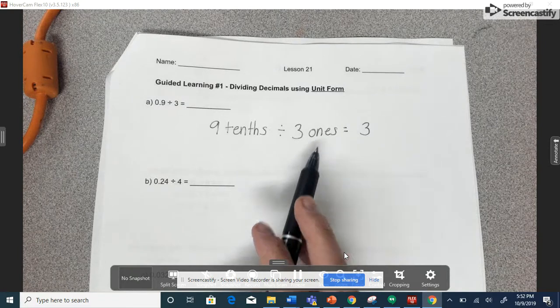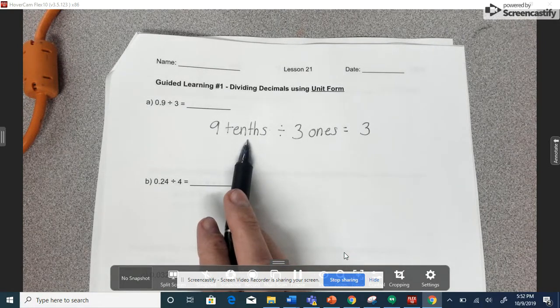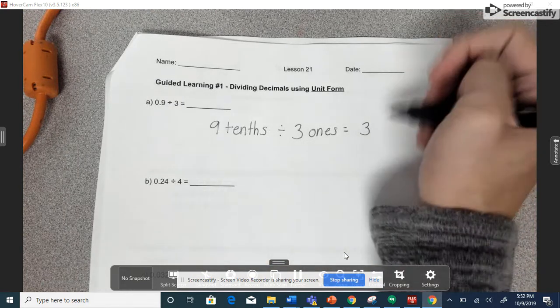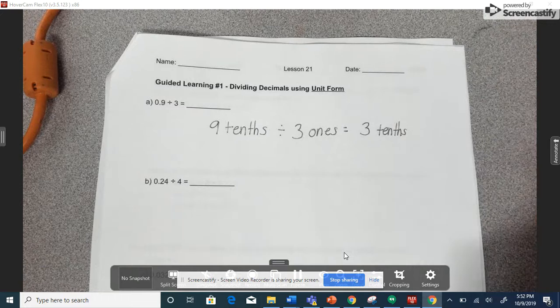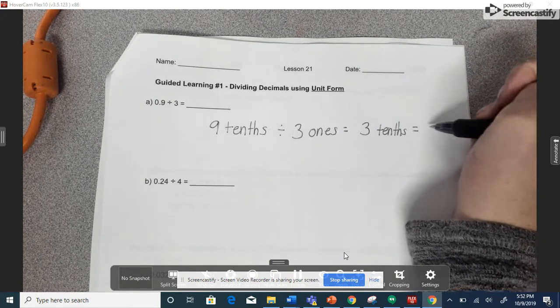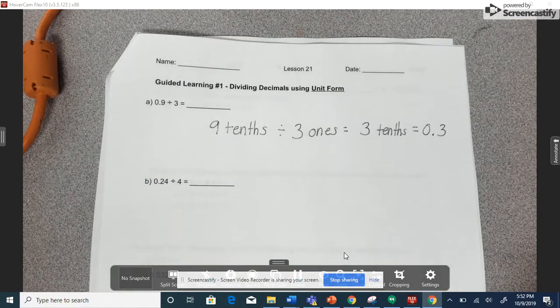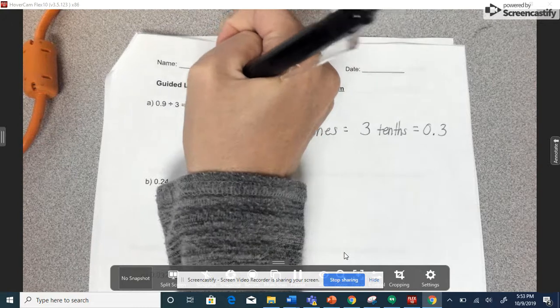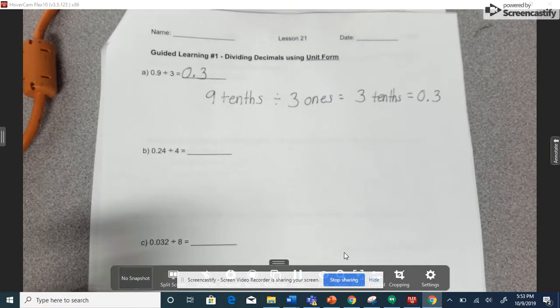Something we can remember is whenever we divide anything by 1, it's what we started with. So tenths divided by 1 is tenths. So our answer is 3/10. I can rewrite this in standard form as 0 and 3/10. I'm going to put that on my line here. And we just completed letter A. Let's move on to B.